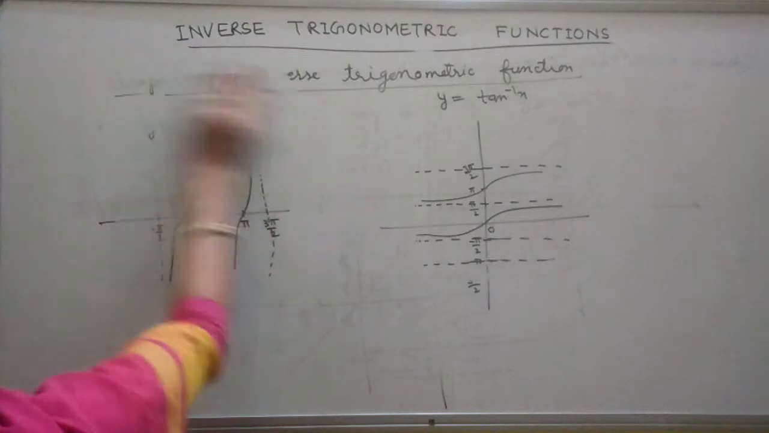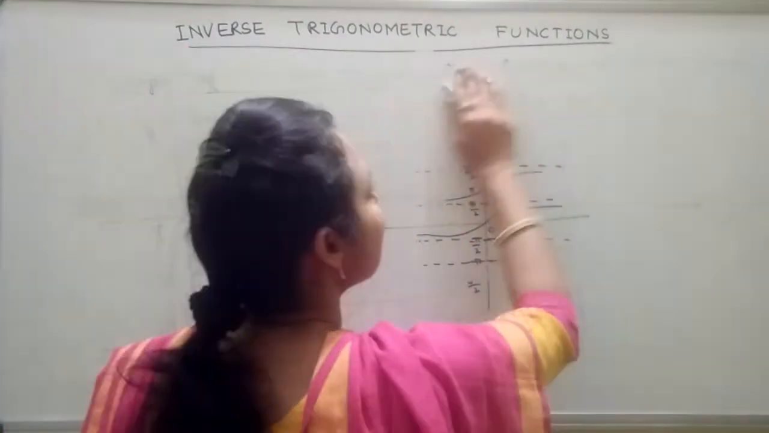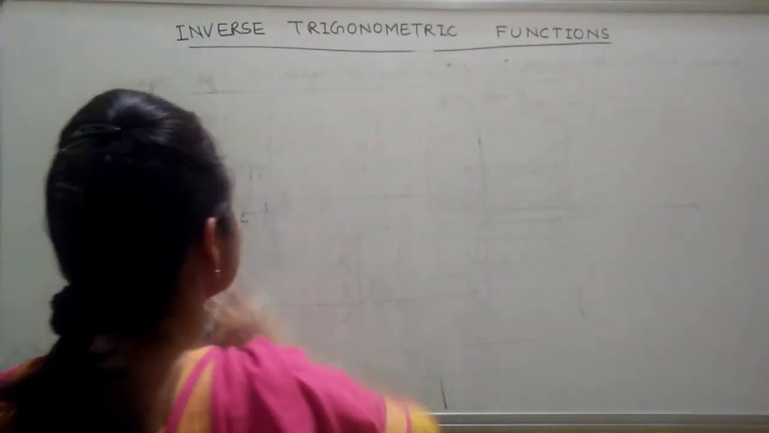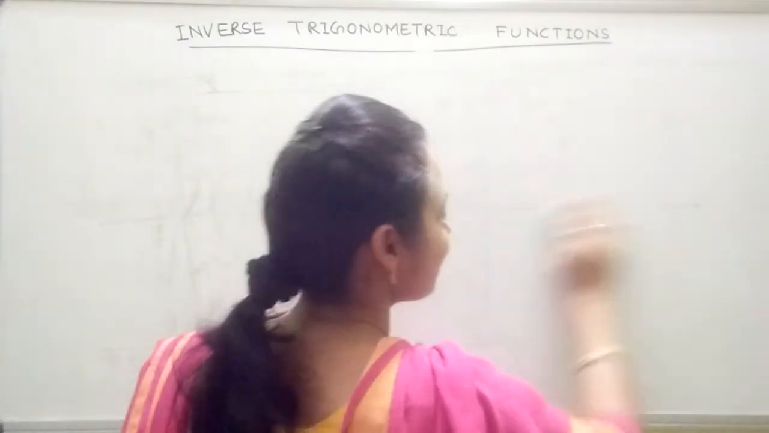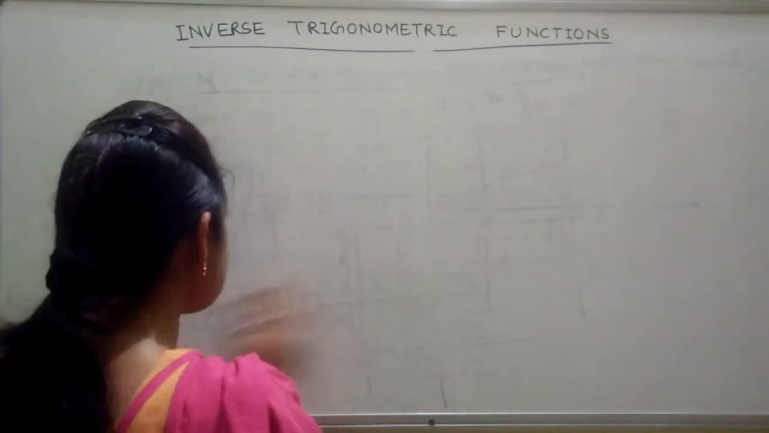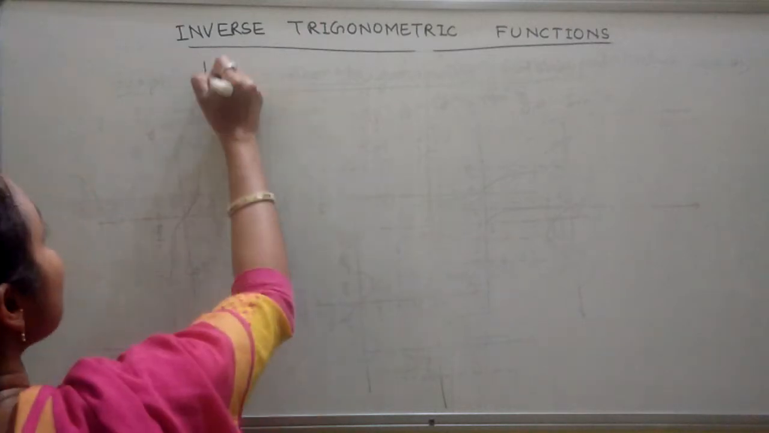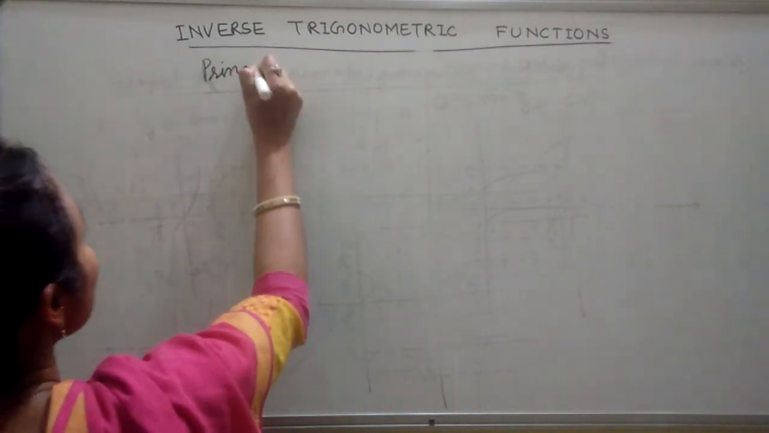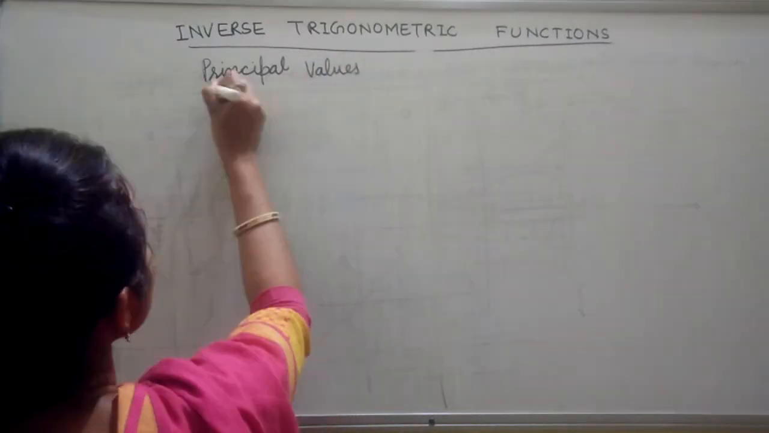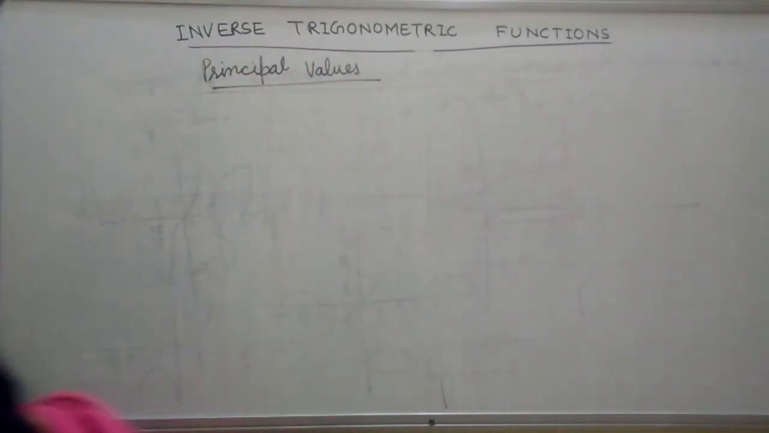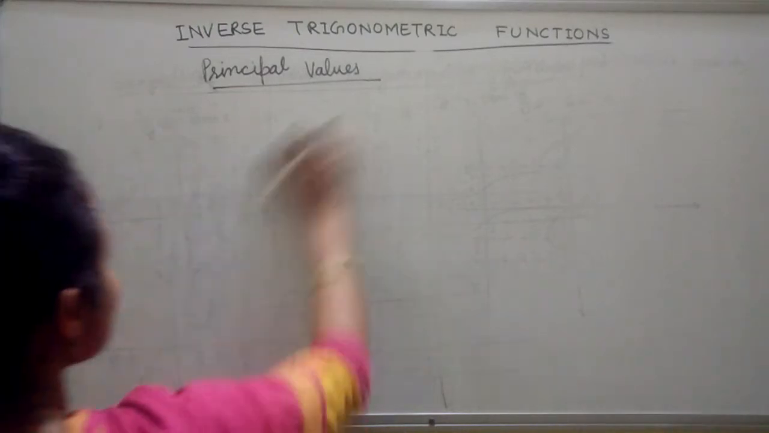Now come to the principal value. This is actually not in your syllabus, but for your understanding I have explained these 4 diagrams. You can also make two other graphs of this one. Now come to the principal value. How can we find the principal values? That is the principal value branch. How can we find it?